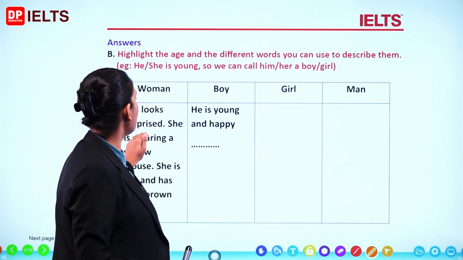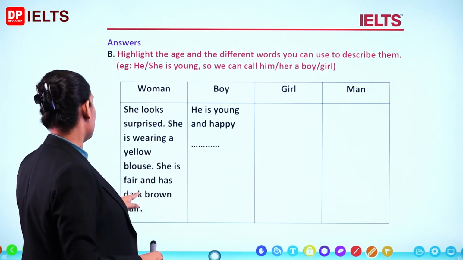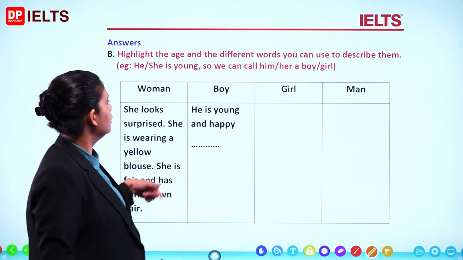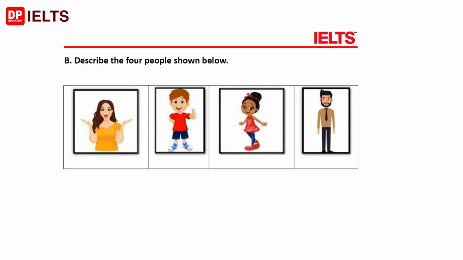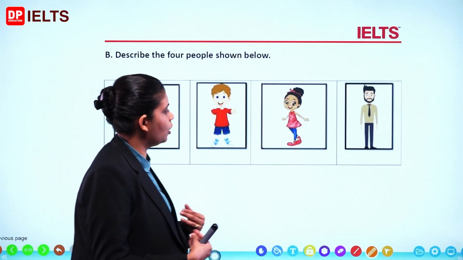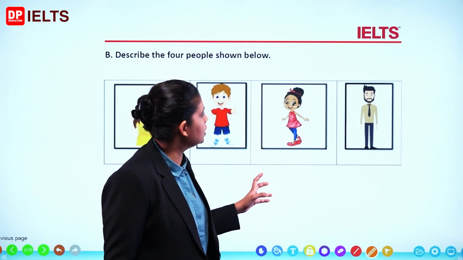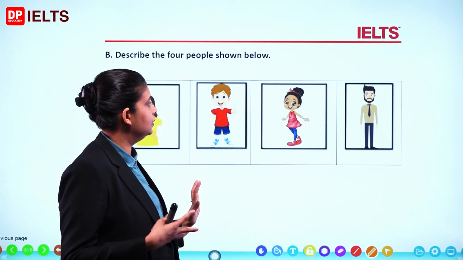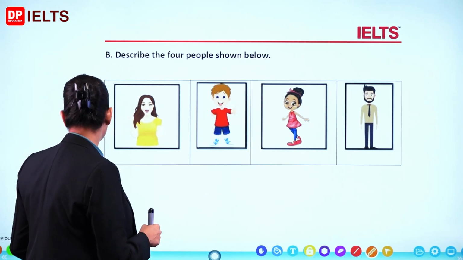So she looks surprised. She's wearing a yellow blouse. She's fair and has dark brown hair. Okay. He is young and happy, and you can explain. Even the girl, she looks happy. She's wearing a red top and blue trouser. She has dark black hair tied up into a bun. She has a red bow around the bun. She's wearing red shoes.